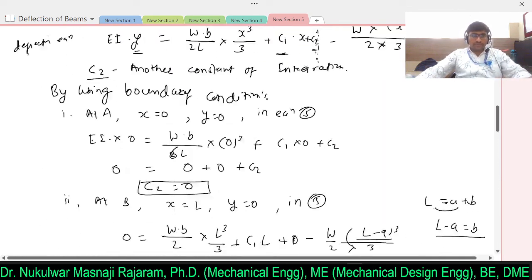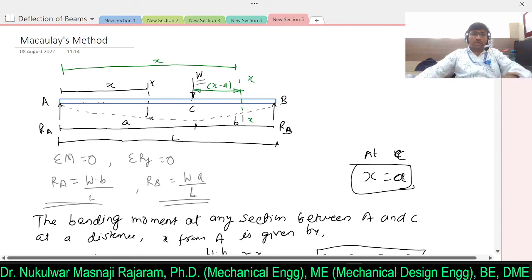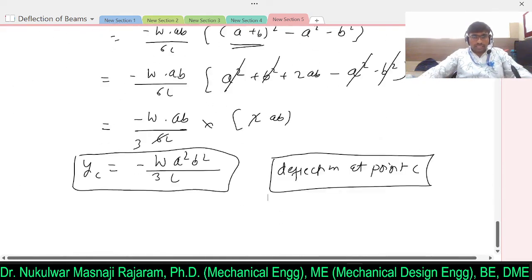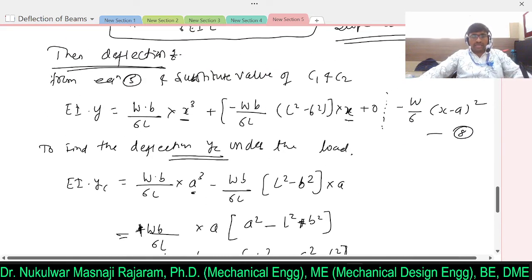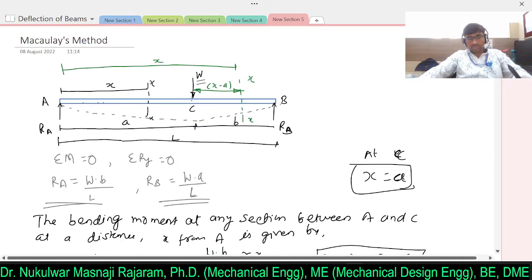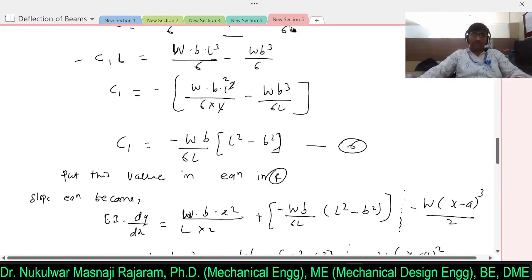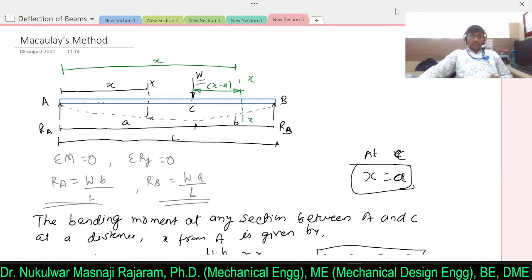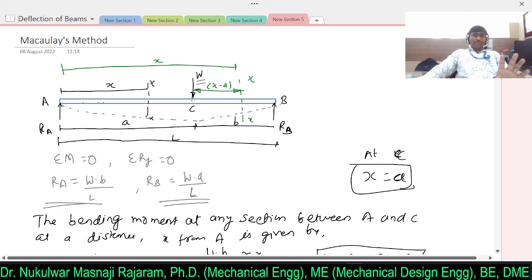Here we can use the equation wherever we want. If you want maximum deflection or deflection at any section, then we need to consider up to that only. Clear? So in the last equation we wanted deflection at C, so we neglect the part after the dotted line. Suppose there was a different point, and we need to consider up to this, then we will consider the entire equation. Clear? So this is how we can evaluate the deflection and slope at any point by using Macaulay's method.